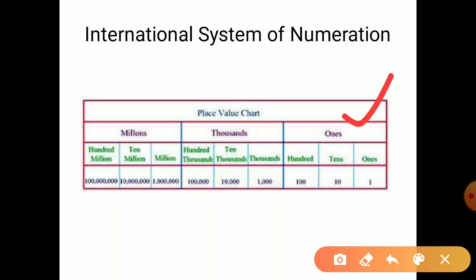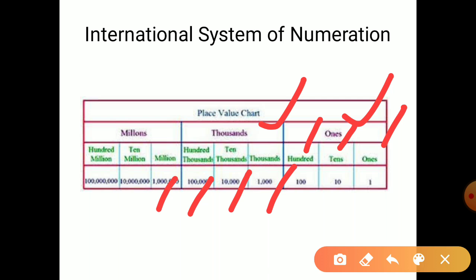First we have ones period. Here we have ones, tens, and hundred. Next we have thousands period. So in thousand period, here we have three digits: thousands, 10,000s, and 100,000s. And in millions period, we have three digits: million, 10 million, and 100 million. So we don't have lakhs period here, we have millions period. Now take an example and we will read the number same like the previous example.